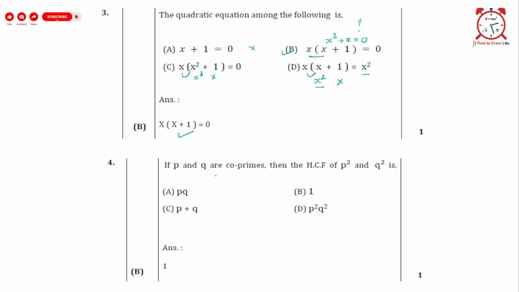Next question, if P and Q are co-primes, then the HCF of P square and Q square is dash. So they are co-prime numbers. So in between these two numbers and their squares, nothing is common. So their HCF is 1. Okay, students. Next question.